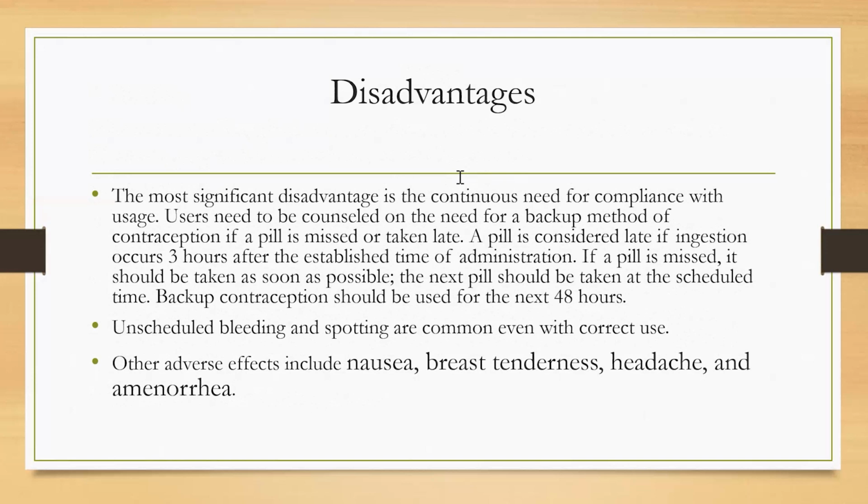These are the most common effects, but unfortunately, even with correct use, you might get spotting and unscheduled bleeding. You find your menses doesn't follow the usual pattern. Other adverse effects of this drug, as many pills will do, include nausea, some breast tenderness, and headache. And some people miss their menses for more than a month, something we call amenorrhea.